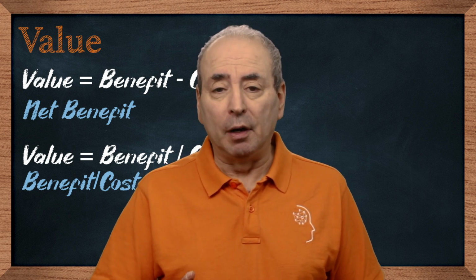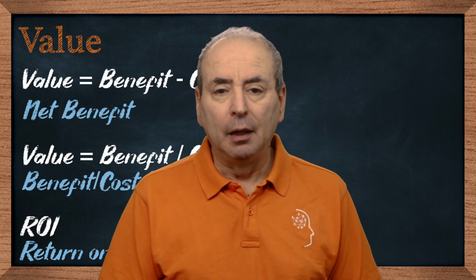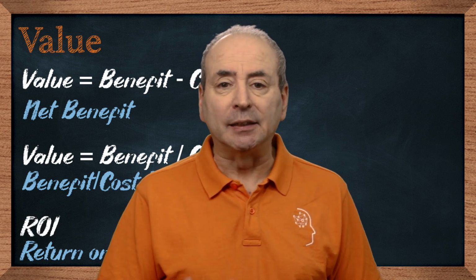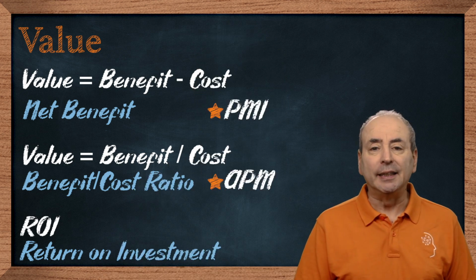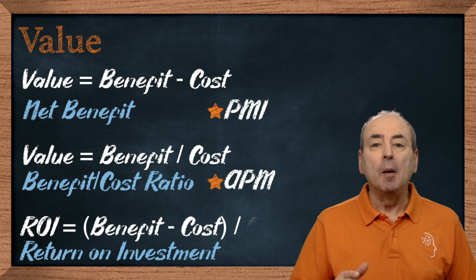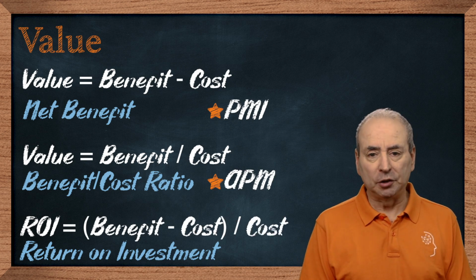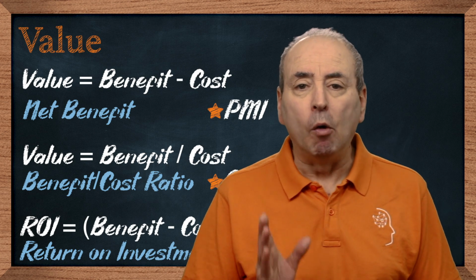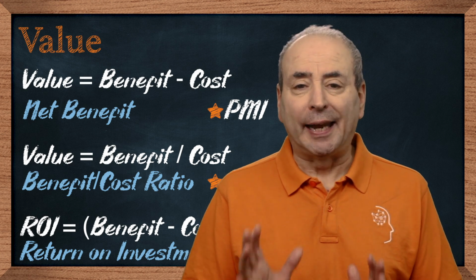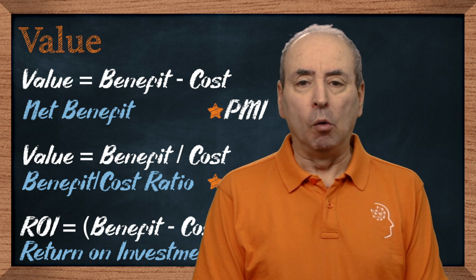We can combine both of these approaches using a mathematical formula that is widely favoured by finance professionals. It gives us a formula for what is known as return on investment, ROI, which is calculated as the net benefit divided by the total cost. That is, the total benefit minus the total cost, all divided by the total cost.